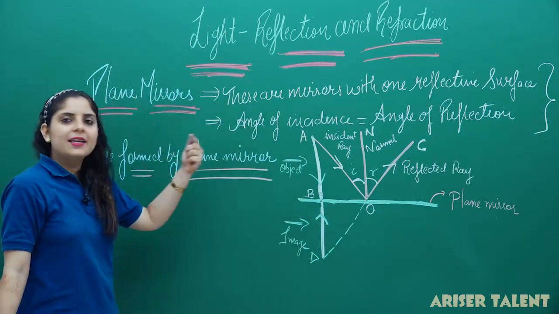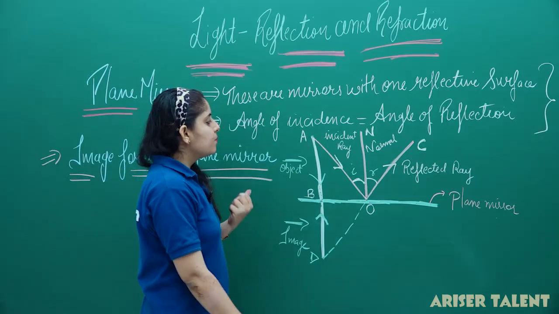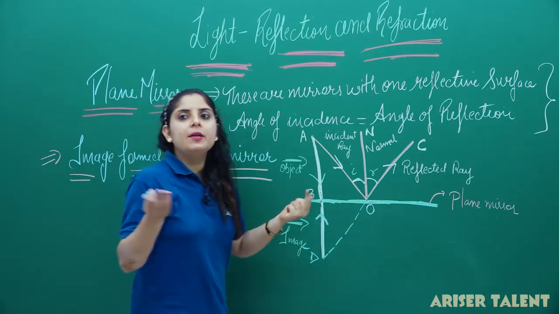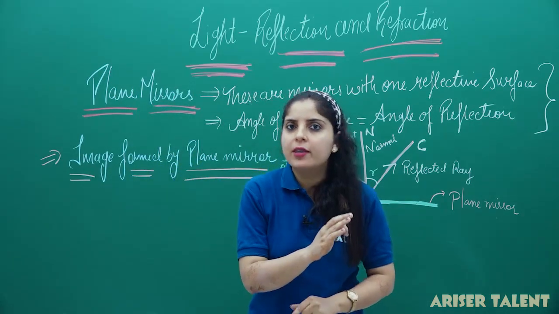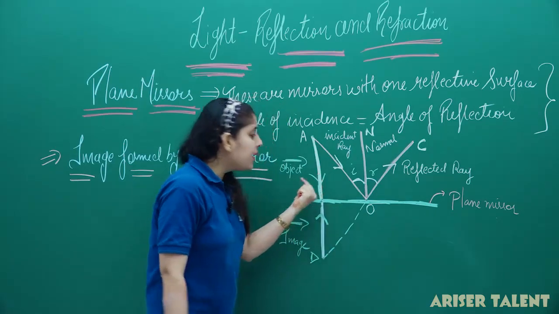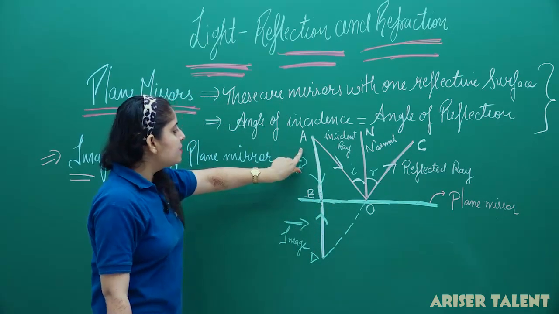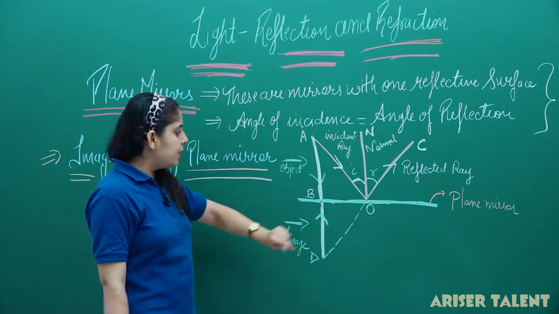So this is the diagram which represents how the image is formed by the plane mirror. In this case, we have to determine that the image formed is the same size as the object, and it is forming at the same distance where the object is placed. The object is placed here and we can see that the image is forming here in the inverted position.